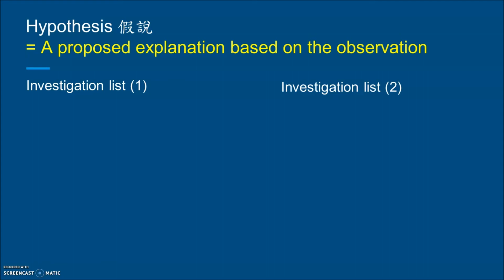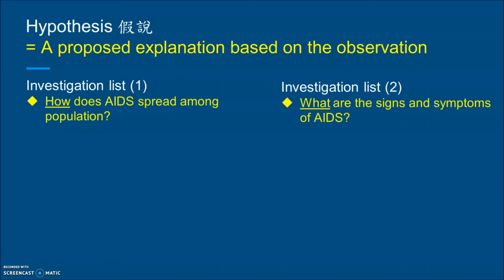I will use the two investigation lists, list 1 and list 2, and we shall have a parallel comparison. Later on you will know in which type of scientific investigation we should have a hypothesis, and in which type of investigation it is actually not that necessary to make a hypothesis. So for the first pair, on the left hand side, I would like to investigate how does AIDS spread among the population. And the focus is how, the mechanism behind that.